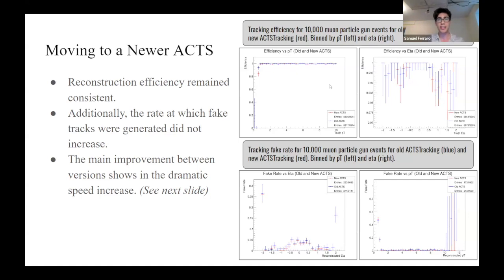So I ran a bunch of simulations, and here are some graphs from them, but basically they show that the efficiency remained the same, which is its ability to reconstruct the tracks, and the fake rate remained the same, which is its tendency to generate fake particles out of nothing. So that's great. That means that the new version is equivalent to the old version in terms of performance.